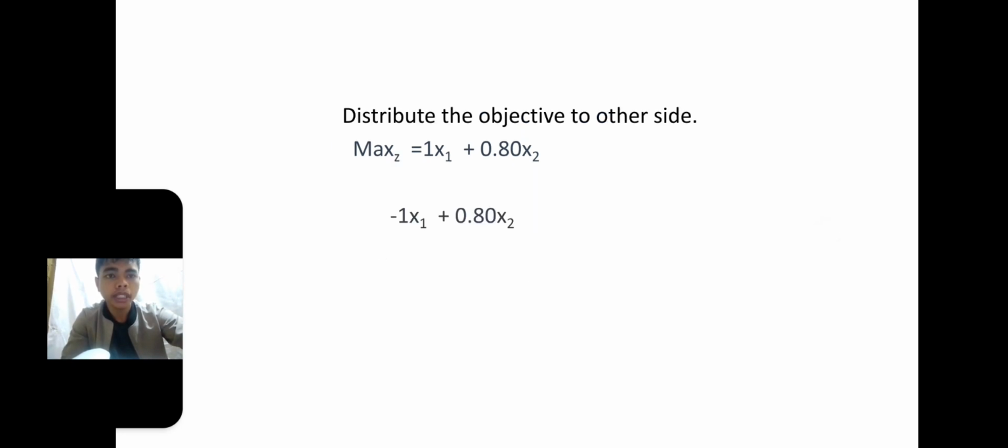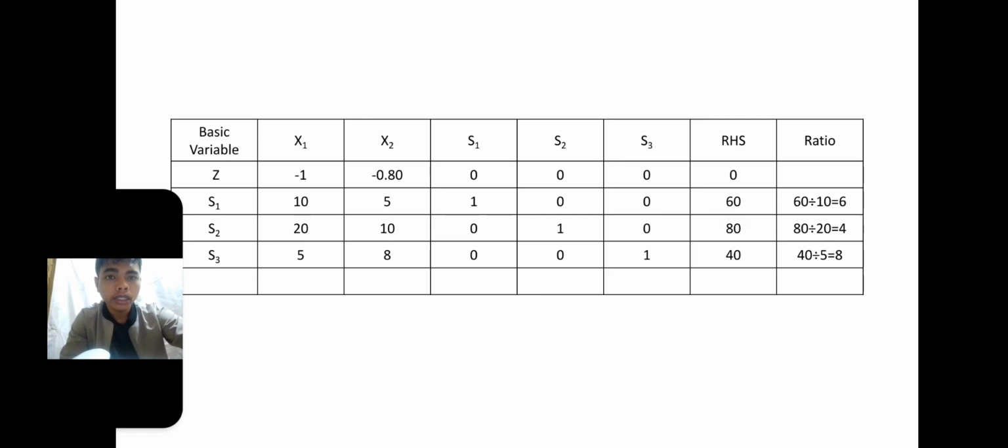To distribute the objective to the other side, maximize will be put on the left, and we will get z minus 1 x sub 1 minus 0.80 x sub 2. To proceed in the method, this is our tableau, and our variables are already put in the tableau. And again, look for the most negative value in the variable.